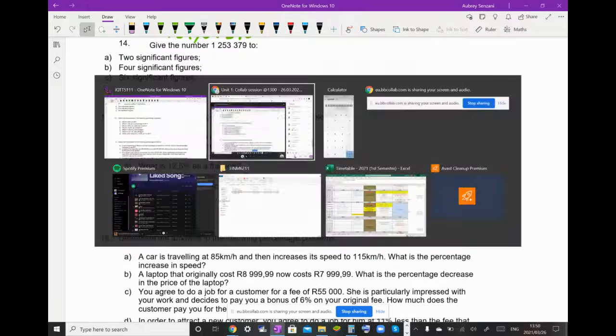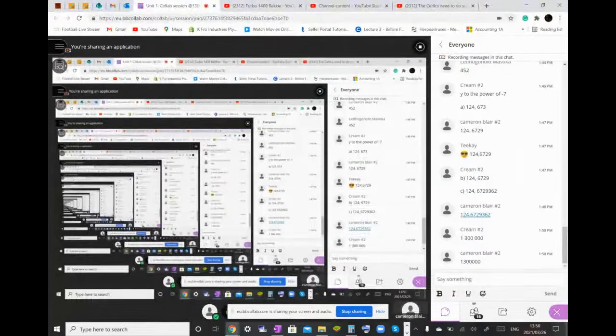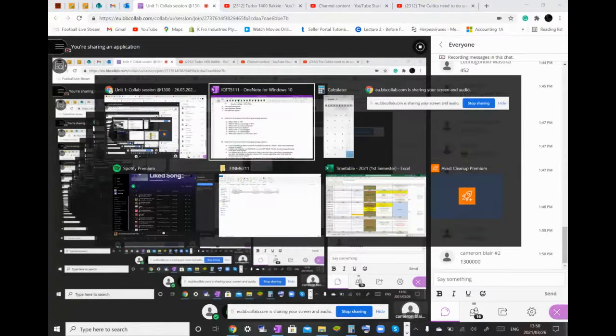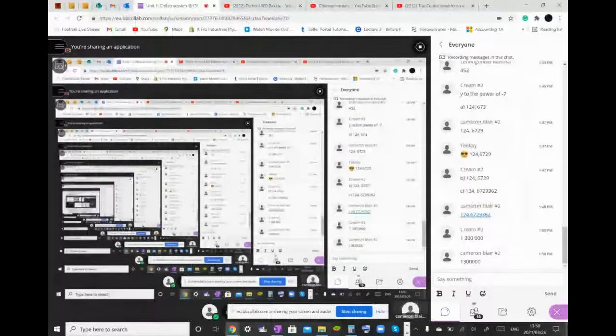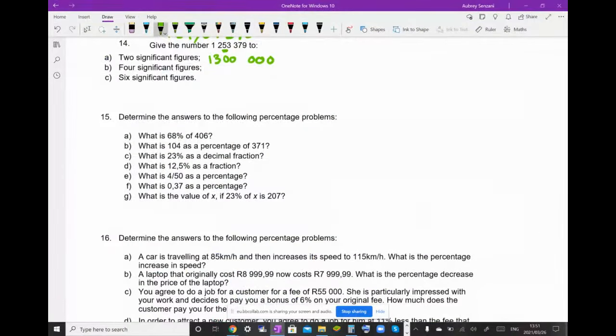Somebody said something in the chat. Yes, 100%. When we say significant, we're looking at the first 2 figures and saying, okay, the one that follows the second figure, is it 5 or higher? Yes, it is. So this becomes 1300, as Cameron and Cream stated. And then the next is to 4 significant figures.